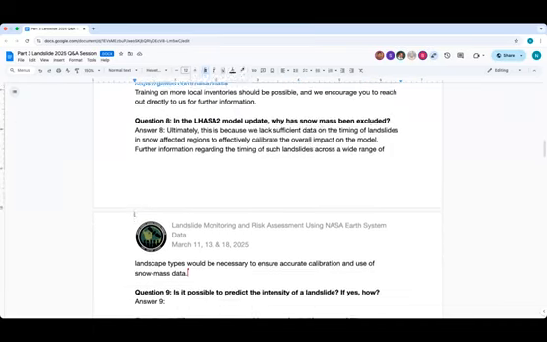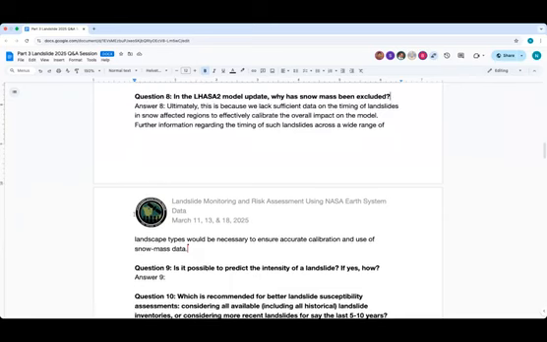Great, and it seems like there's a lot of interest in the LASA model. Question number 8: in the LASA 2 model update, why has snowmass been excluded?